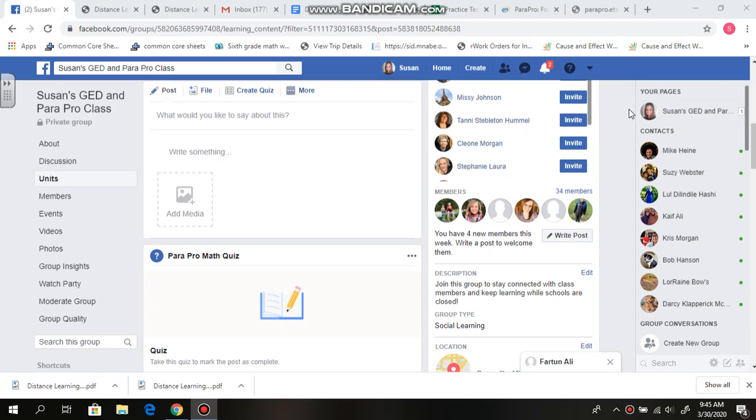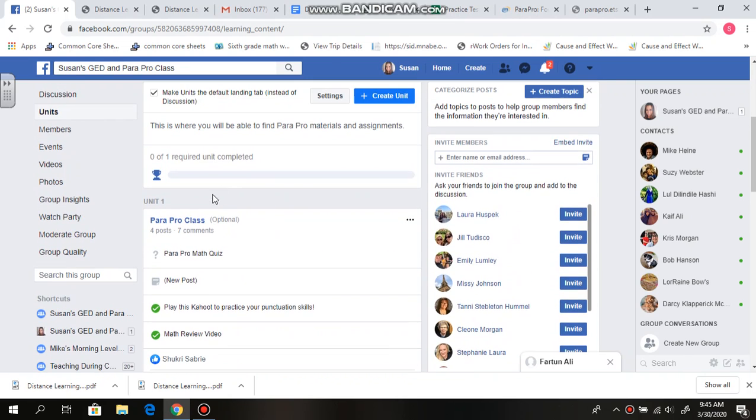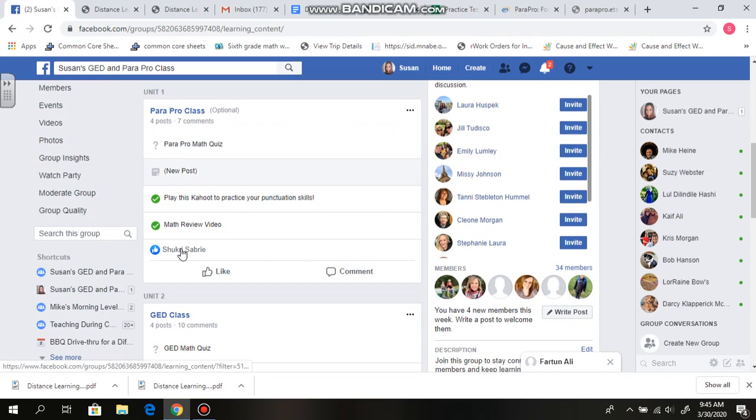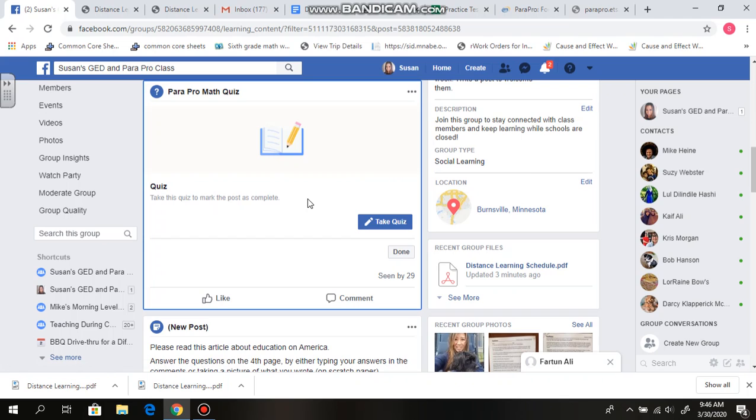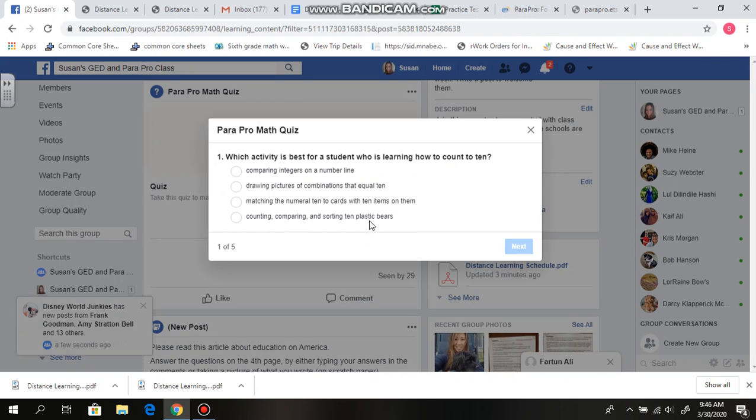We are going to go over the Parapro Math Quiz answers. So again, if you go onto the left side of the page and you click on Units, you will see the Parapro class unit and the GED class unit. We are looking at the Parapro class and we're looking at the Math Quiz. So I'm going to click on that. If you have not taken this yet, you can take it now, or hopefully you have taken it.